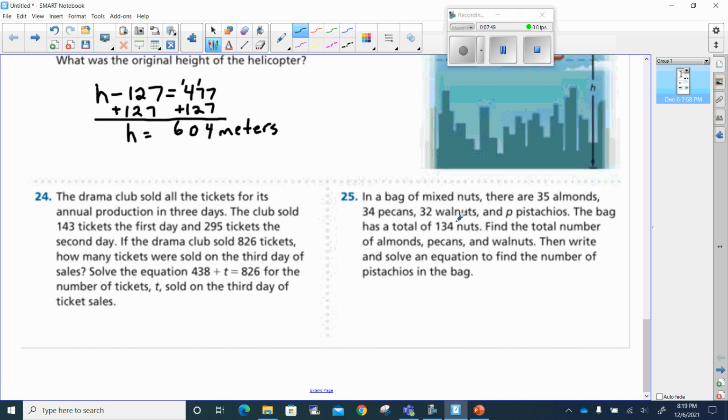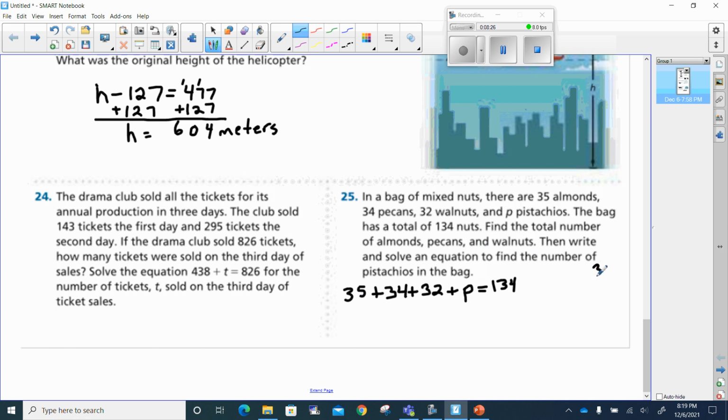So let's see. What they're saying is we're going to take 35, add it to 34, add it to 32, and then add this to P, P standing for pistachios. All that has to equal 134. When they say to find the total number of almonds, pecans, and walnuts, it means I've got to add all these three together. So I'll just do that over here really quick.